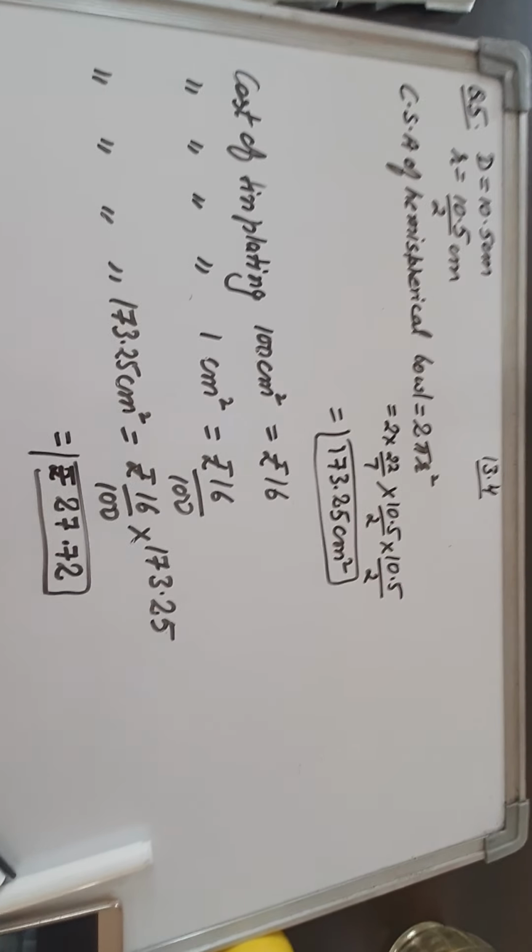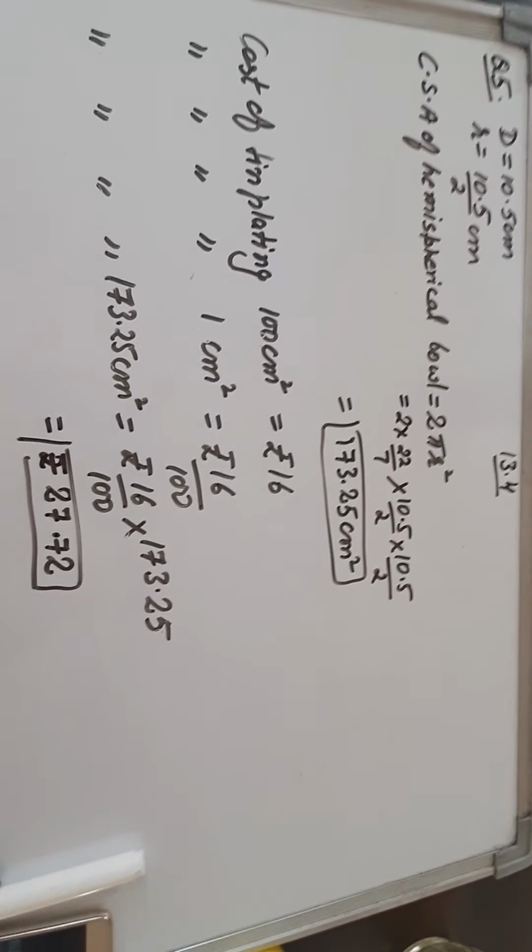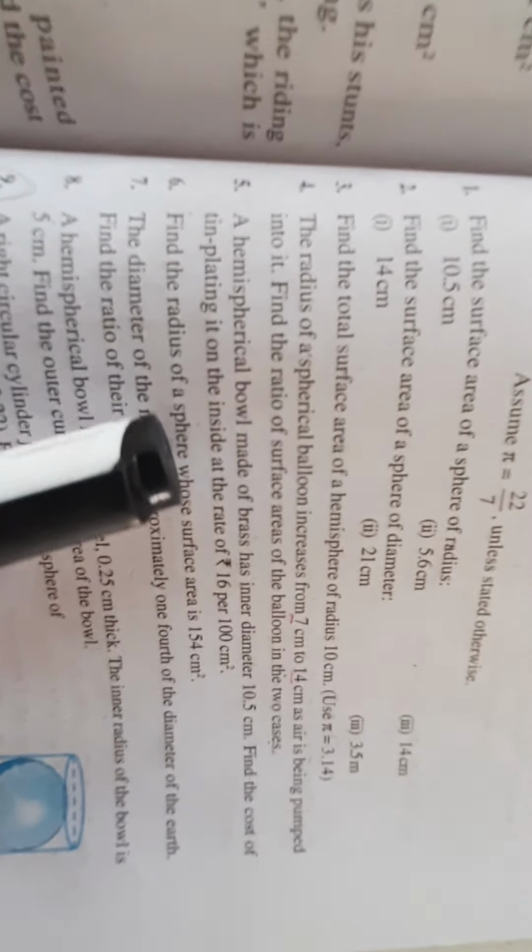So dear students, I hope the question is clear to you. So now let's do question number 6. Find the radius of a sphere whose surface area is 154 centimeter square.